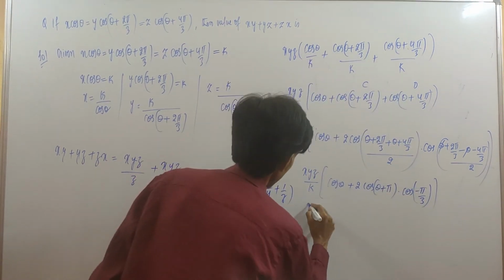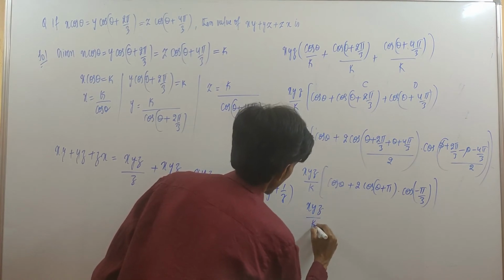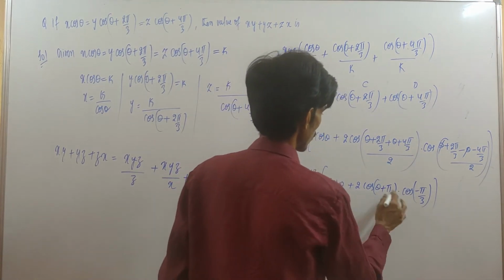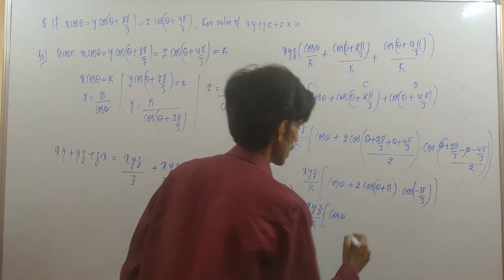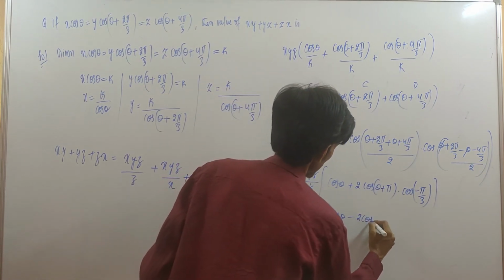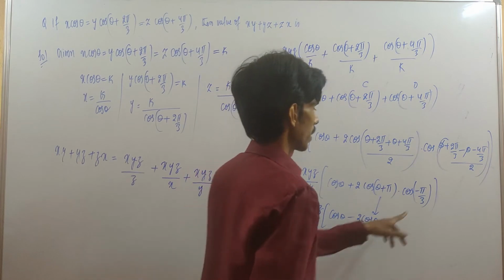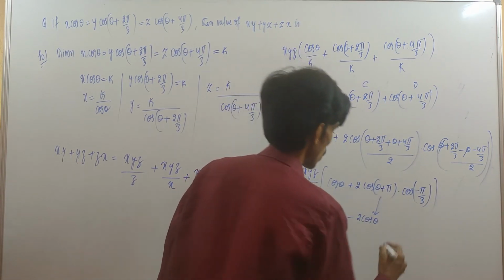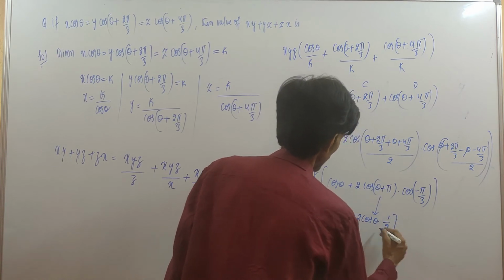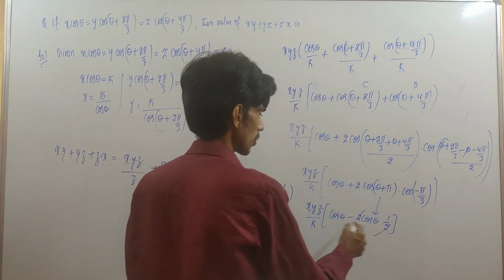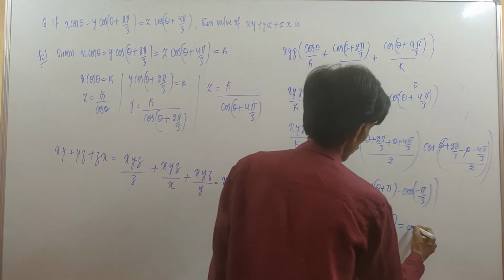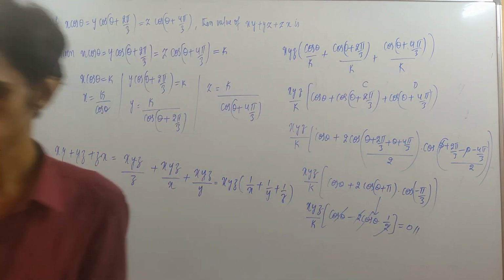Here we have xyz divided by k into cos theta. cos(180 plus theta) is minus cos theta, so it will become minus cos theta, and minus of cos theta is plus cos theta. cos pi by 3 means cos 60, and the cos 60 value is 1 by 2, so these two will get cancelled. Cos theta minus cos theta is 0, so this into 0 is 0, so our final answer is 0.